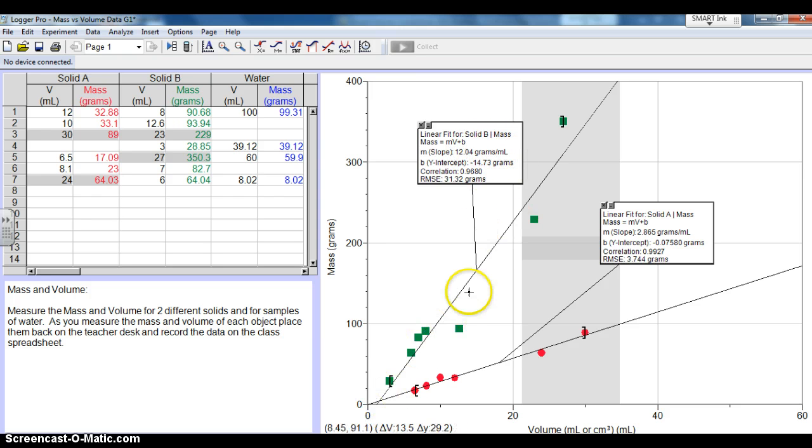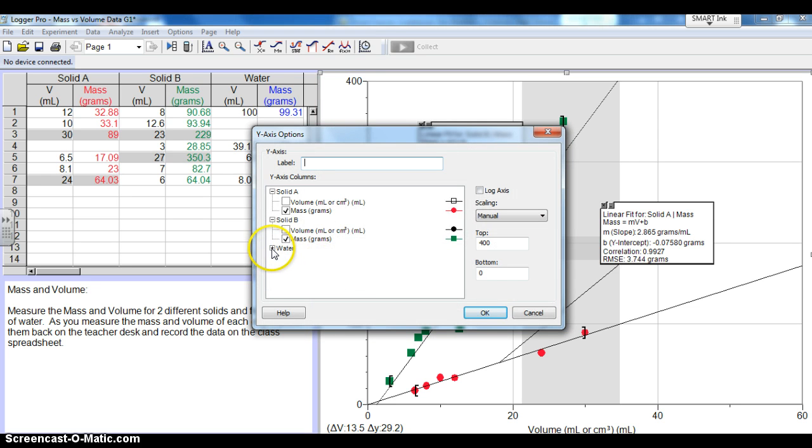In this case, solid B is much more dense than solid A. Solid B has a density of about 12 grams in every single milliliter, and solid A has a density of about 2.8 grams in every milliliter. That means solid B is very different than solid A. Solid B has a lot of pieces stacked into every milliliter, almost 4 times as many pieces stacked in every milliliter than solid A.